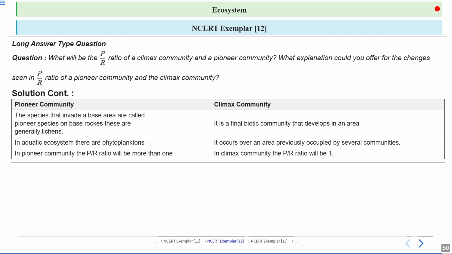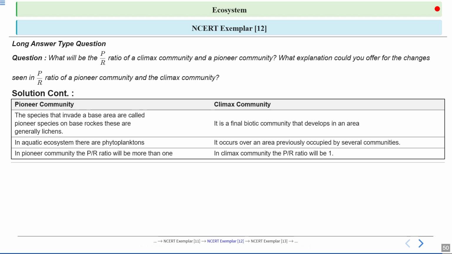Here you can see the difference between the pioneer and the climax community. The pioneer community consists of the first species such as lichens on bare rocks or phytoplankton in new water. These lichens and phytoplankton colonize and modify the environment, leading to a high production to respiration ratio, meaning P by R is greater than 1. But the stability is low.